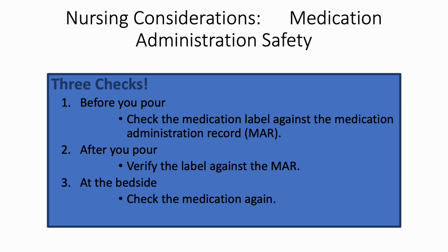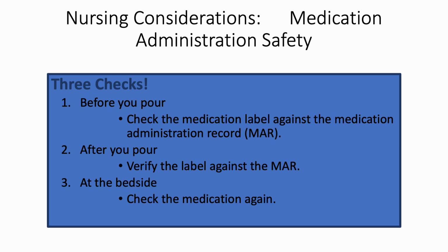So anytime we are giving medication, we have to do 3 checks of that medication, okay? That is our due diligence as nurses, do our 3 checks to make sure that we are giving all of the right drug to the right patient, the right dose, the right time, the right route, using the right documentation, all in an effort to prevent medication errors and not kill people, right? So when we say we're going to do 3 checks, your first check is going to be before you pour. Okay, so we're going to check the medication label against the medication record.